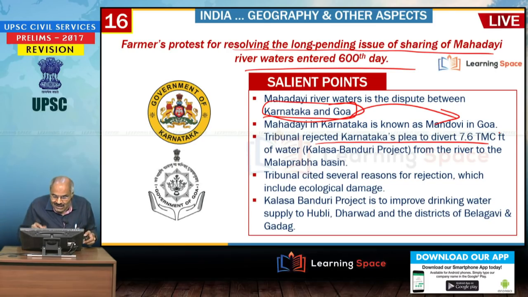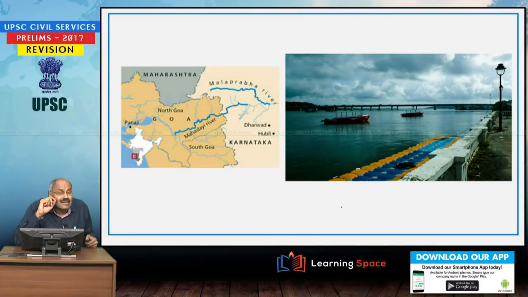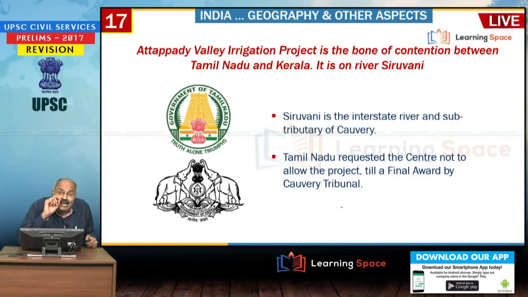Basically this project is known as Kalasabandhuri project, and here the tribunal rejected it, citing ecological damage. This Kalasabandhuri project is the flagship program of Karnataka government to provide drinking water supply to Hubli, Dharwad and districts of Belgaum as well as Gadag. So, this is about Mahadayi river, and this is the dispute between Goa and Karnataka at present, and this is known as Mandavi river in Goa, please do not forget. Kalasabandhuri is a drinking water project for the Hubli Dharwad region of Karnataka.